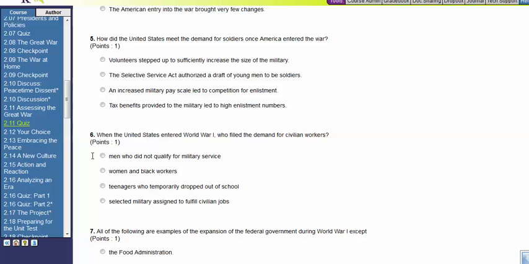Number 6, when the United States entered World War I, who filled the demand for civilian workers? Men who did not qualify for military service, women and black workers, teenagers who temporarily dropped out of school, or selected military assigned to fulfill civilian jobs.